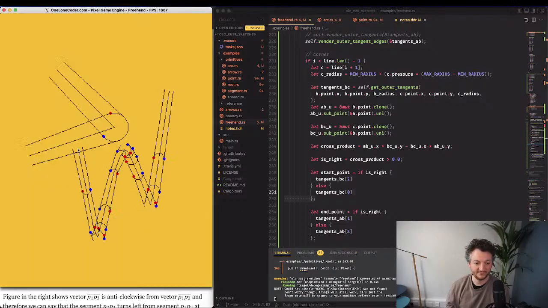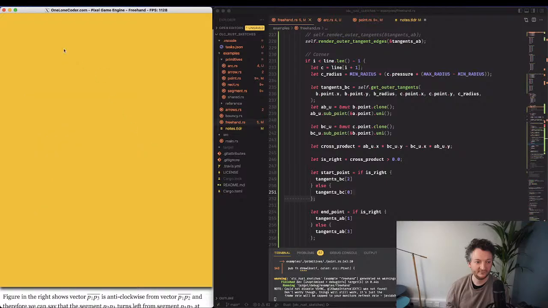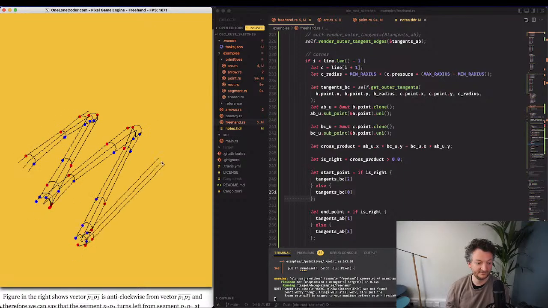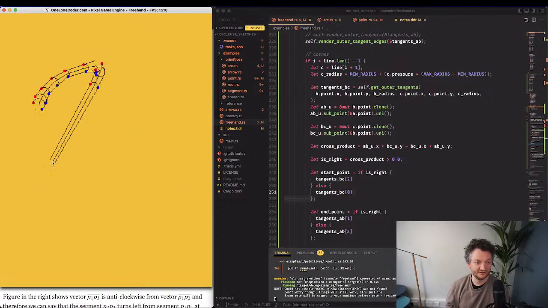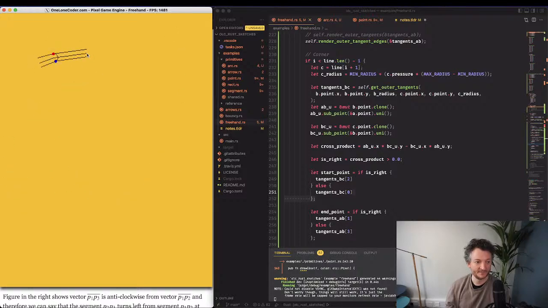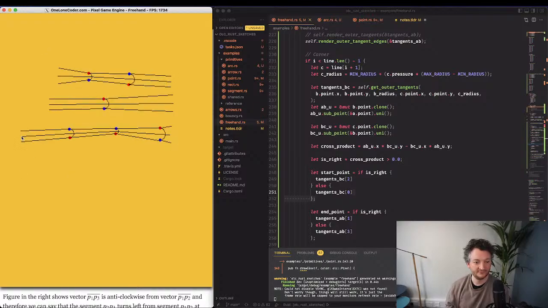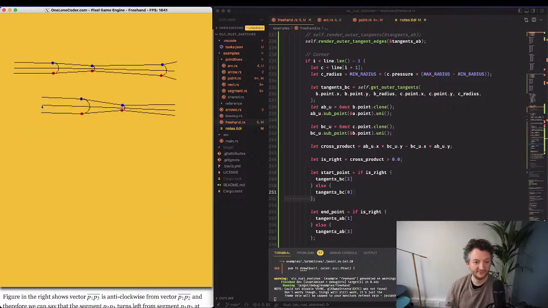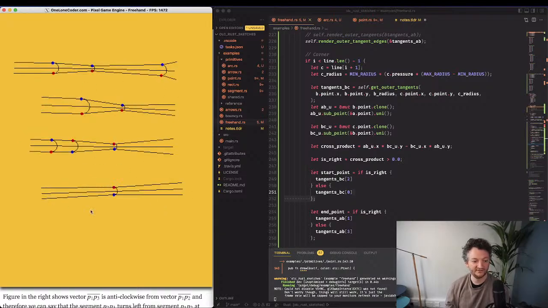That still looks right. They are going in the opposite directions. That's a good sign. But they should be pointing in the direction of the line. Still looks wrong. Oh, man, come on.